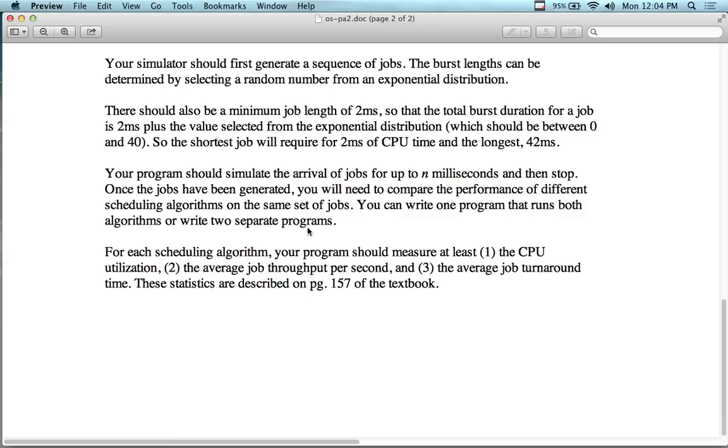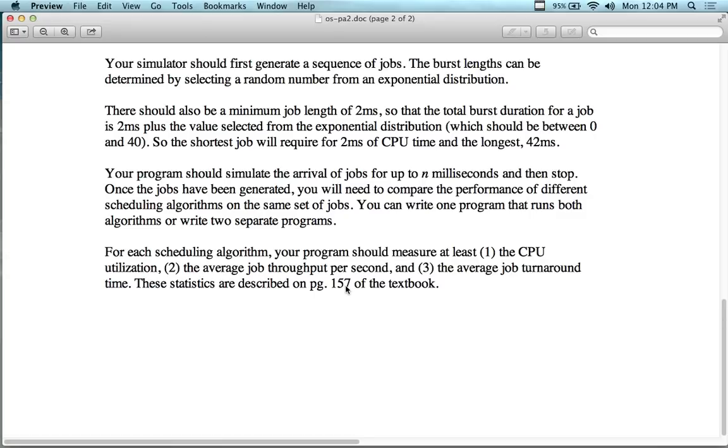So you can write one program that runs both algorithms, or you can write 2 separate programs. You can use any programming language that you want. What do you want to use for your comparison? You want to use CPU utilization, which I'm going to talk about in a few minutes, average job throughput per second or millisecond, depending upon what time frame you're working with, and average job turnaround.